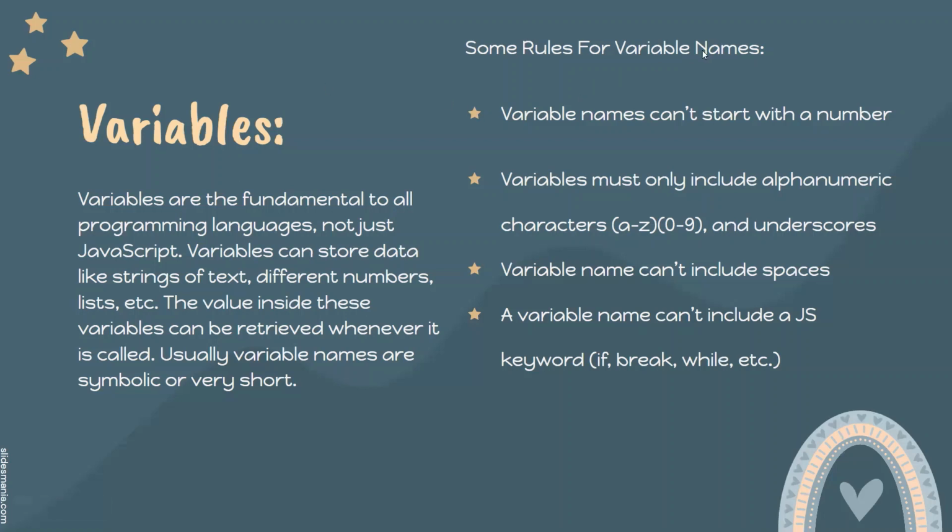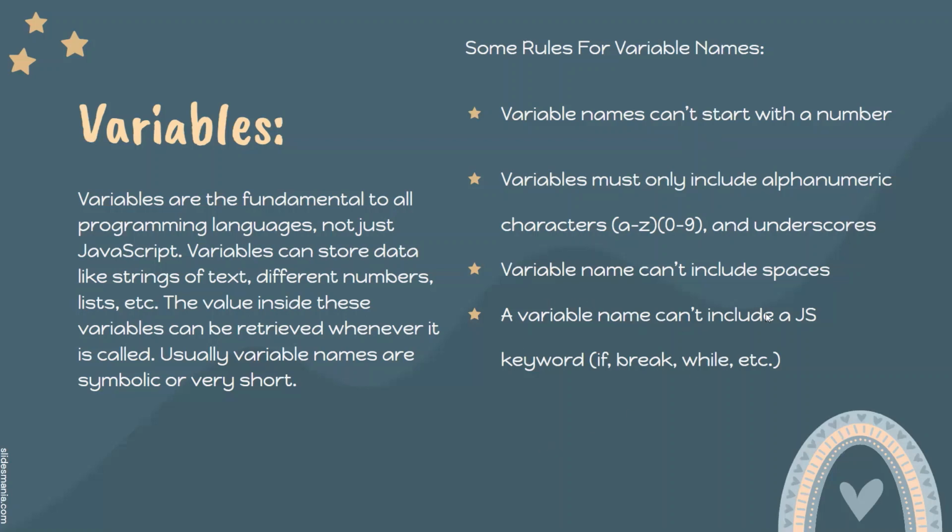So some rules for variable names, because people will put all these crazy variable names, and usually variable names are just short and sweet, because that's when you really find it useful. Variable names can't start with a number, so you can't start with 1 or 2 or something. They must only include alphanumeric characters, so all the alphabet letters and 0 to 9 numbers. And then you can include underscores. Variable names can't include spaces, so that's why people will add underscores between words just to make it more readable.